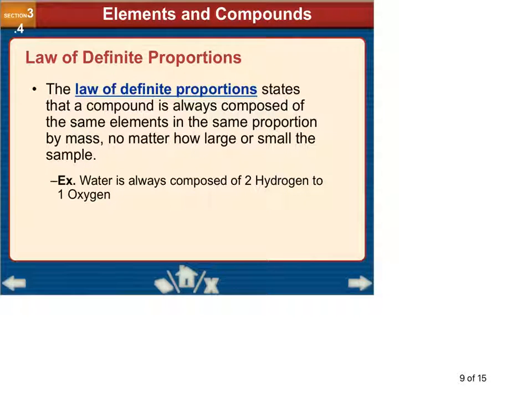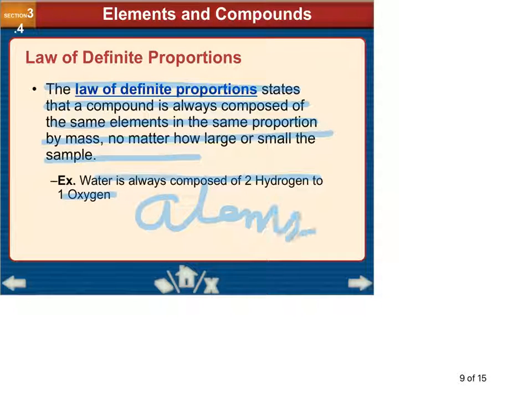The law of definite proportion states that a compound is always composed of the same elements in the same proportion by mass, no matter how large or small the sample. And there, water is always composed of 2 hydrogen and 1 oxygen. There, we're talking about atoms. So we got to be careful on what we're actually talking about when we use this law of definite proportions. We can compare by grams, but comparing by atoms works much better, and that's just from the formula.